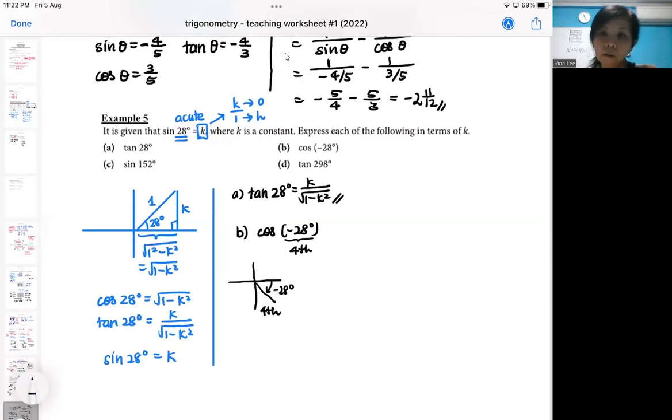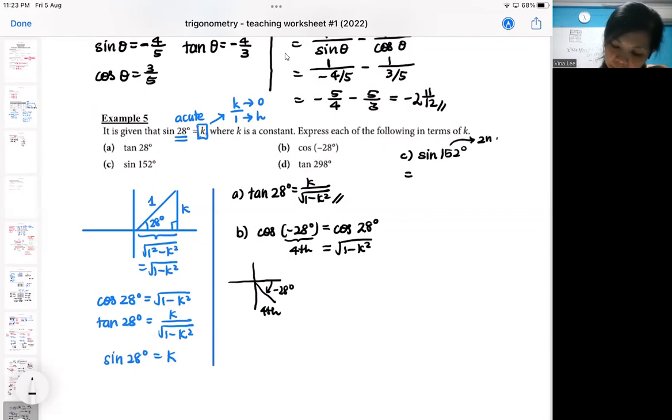So cosine in the 4th quadrant is positive. So it will be square root 1 minus k squared. So cosine of a 4th quadrant should be positive. That's why it's cosine 28. Then part C, sine 152. 152 is an obtuse angle. It's the 2nd quadrant. So remember, 2nd quadrant.